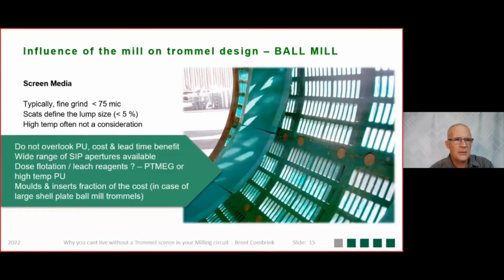So on the ball mill screen media, typically we grind smaller than 75 micron. Scats define the lump size. It's usually less than 5% oversize going over the trommel screen. We do not overlook PU, cost and lead time benefit. A wide range of slots and pin apertures is available. Dosing of flotation and leach reagents, things like that, will determine the specific type of material that we use. Moulds and inserts are a fraction of the cost. You'll see it varies significantly from the SAG mill designs, in the case of large shell plate ball mill trommels.